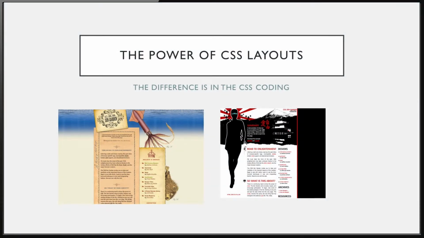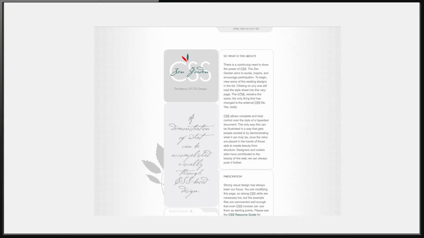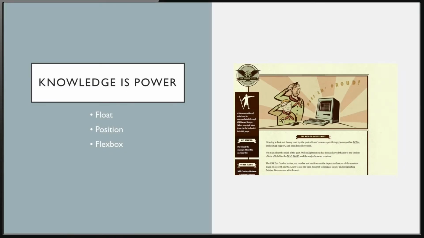The power of CSS layouts is as limitless as your imagination. These two examples of websites have the same HTML. The difference is in the coding. The same goes along with this website. How do they make the changes? It is with the knowledge that they have, because knowledge is power. They understand how to flow and position their elements and how to utilize a flexbox.